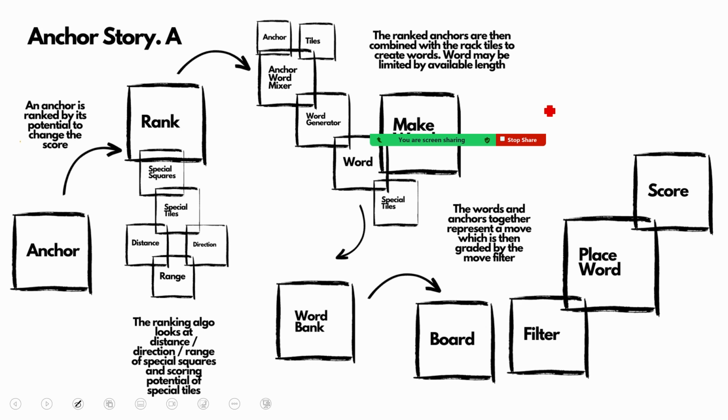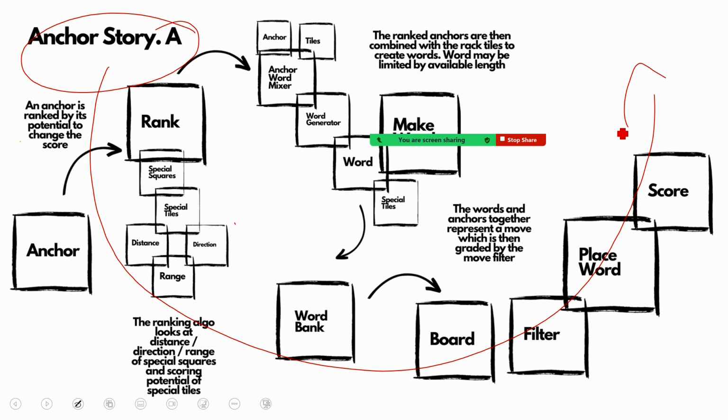I look at special squares, special tiles, distances, directions, and range. And then I take the anchors and the tiles, I mix the words, I generate the word, I place the word, then I validate the word against the word bank, then I place the words on the board, then I filter the word, place the word and score, right? This was the anchor story, the original story. That's where we started off from.